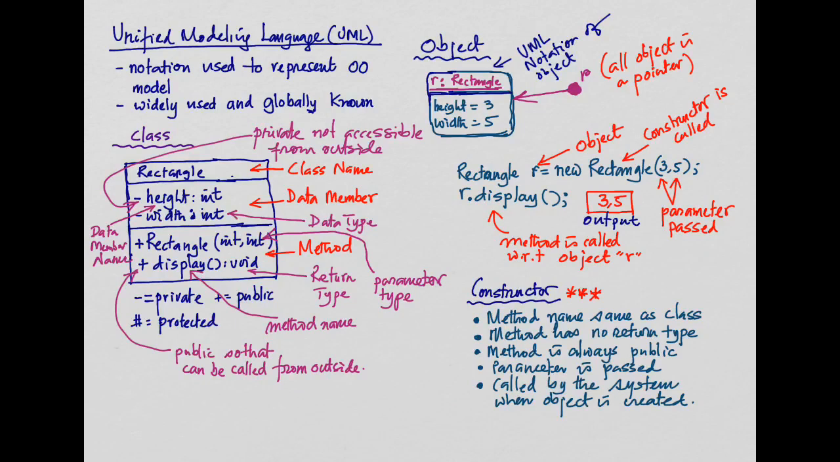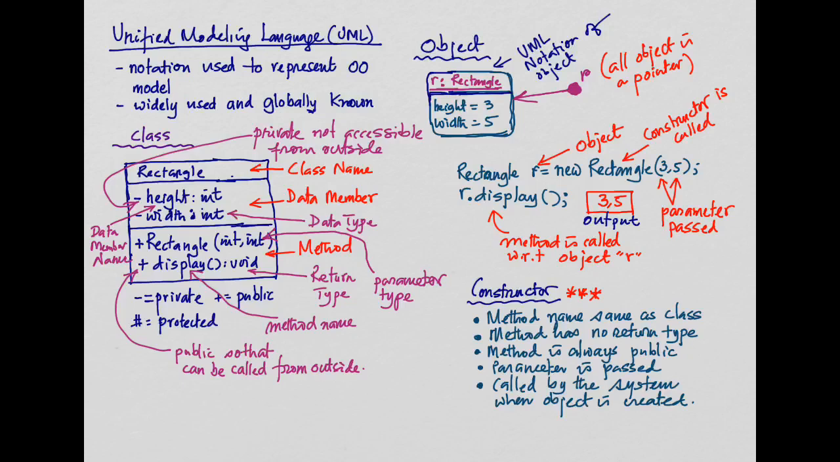In this discussion we are going to see how we use Unified Modeling Language, UML notation, to define class and object. This is a notation which is widely used in object-oriented modeling and globally known. So if you know UML modeling, you know the global way of creating objects and classes and so on.